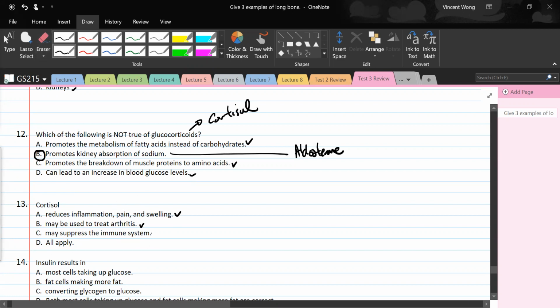May suppress the immune system. That is also true, right? Because by reducing inflammation, you're essentially suppressing the immune system. So the answer is all of the above.